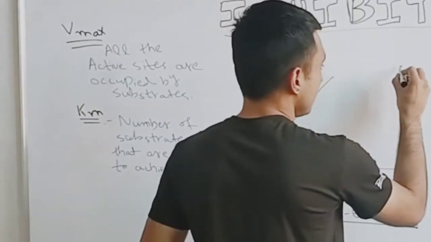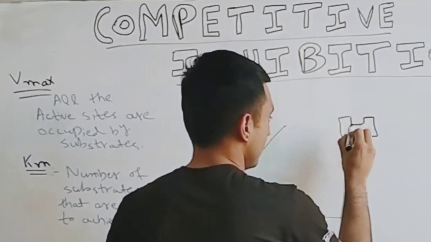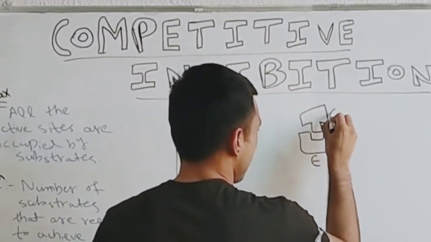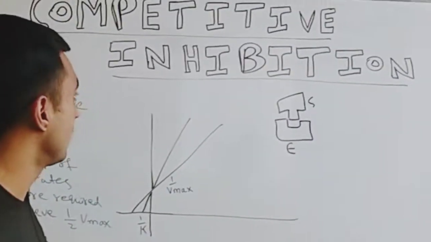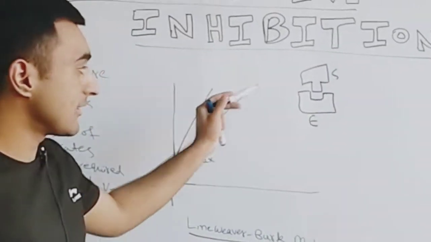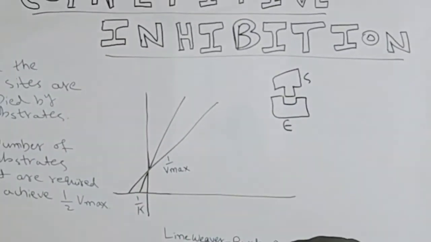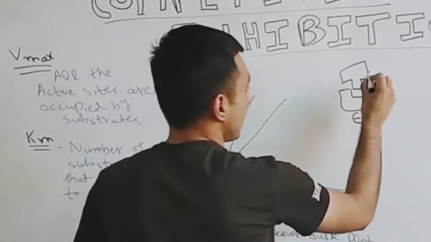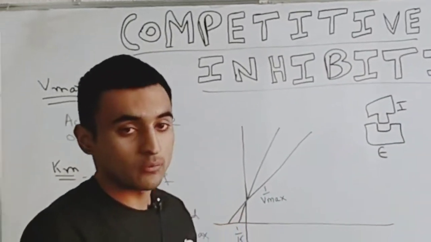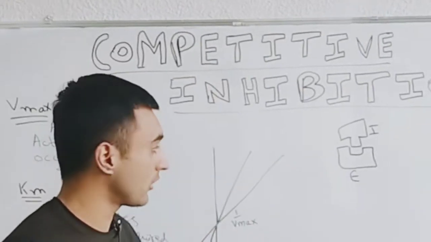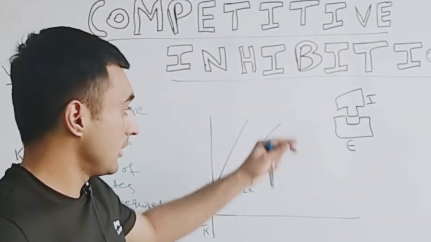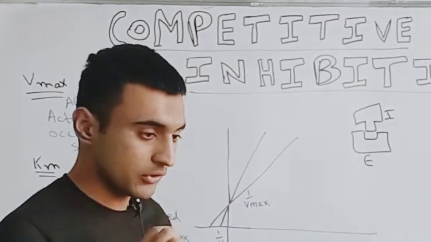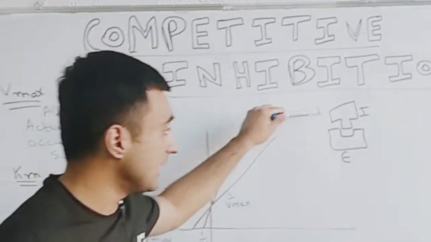Let's say this is our enzyme and this is our substrate. Let's suppose what happens in competitive inhibition. In the place of the substrate, the inhibitor gets attached rather than the substrate. So if the inhibitor is attached with the enzyme, product would not be formed. In order to make the product by the attaching of the enzyme and the substrate, what do we need to do? We must detach this inhibitor.